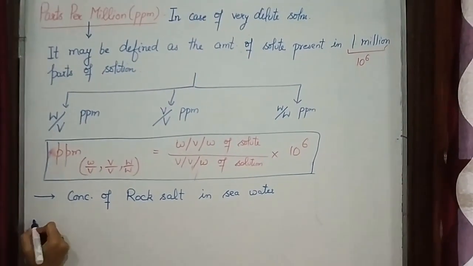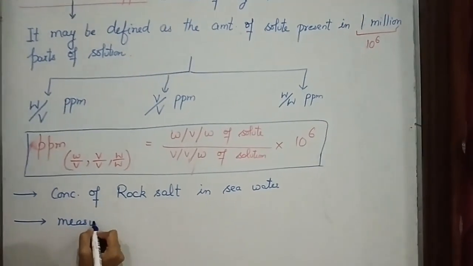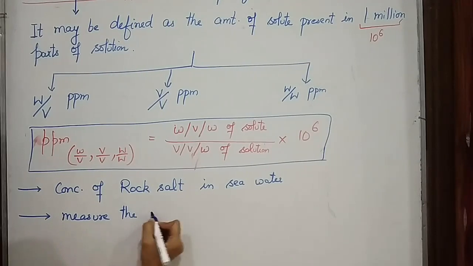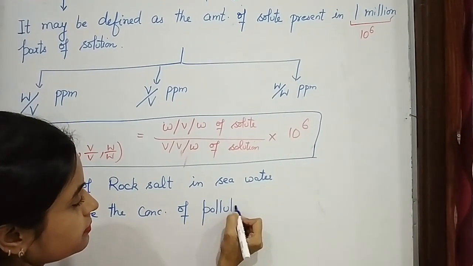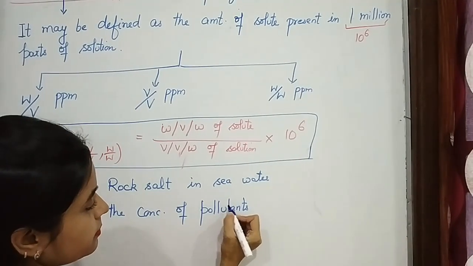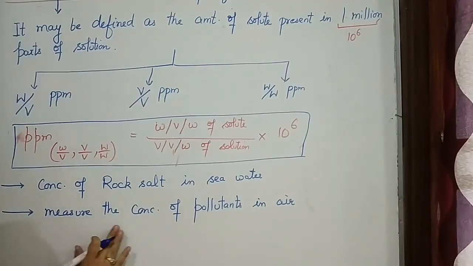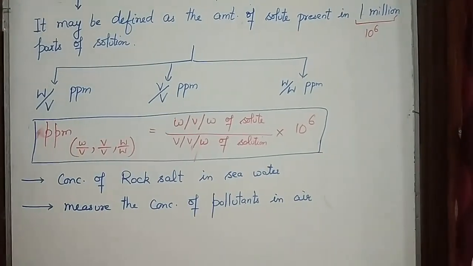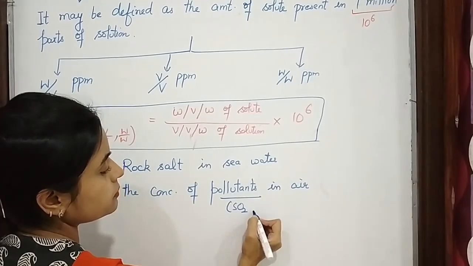Similarly, in order to measure the concentration of pollutants in atmosphere or air, we use the term ppm, because pollutants like SO2, etc.